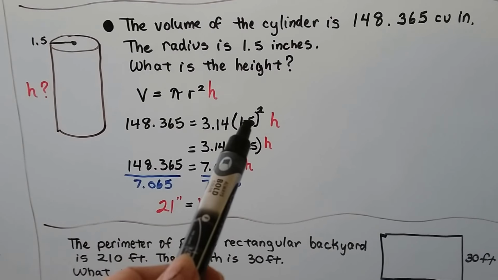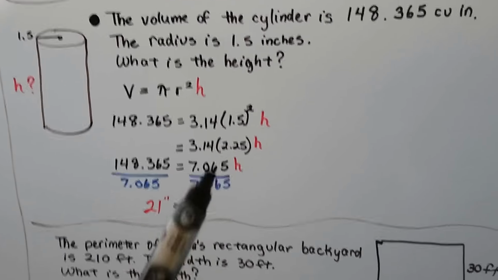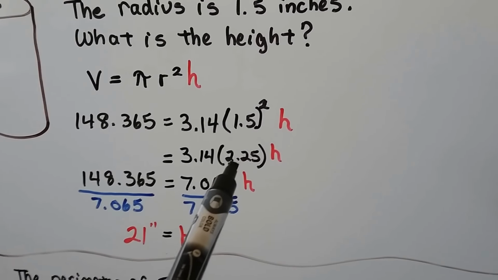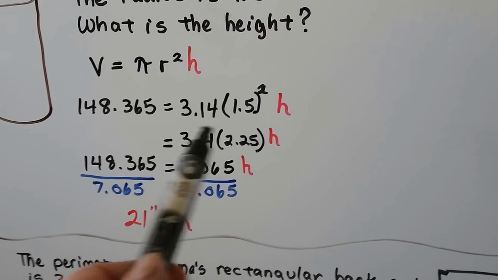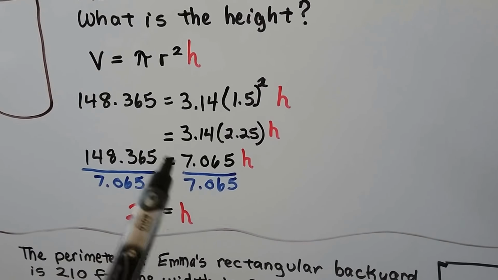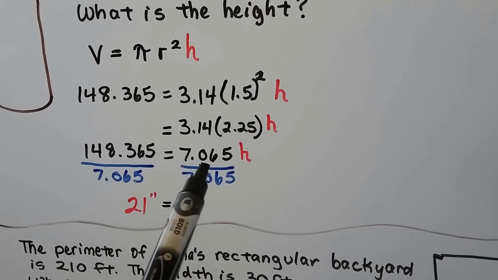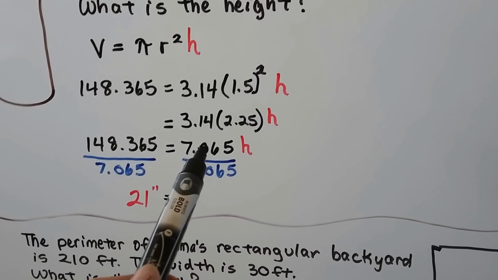And because it's radius squared, we have to square that, don't we? And then multiply it by the height. So what we do is we square this first. 1.5 times 1.5 is 2.25. Now we need to multiply that to our approximation of pi, and we get 7.065 h, because we multiplied those together, and that's what we got.